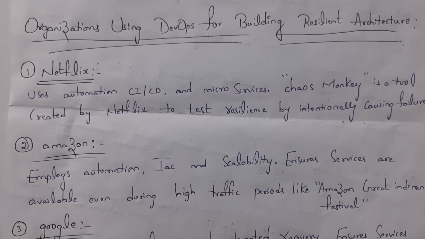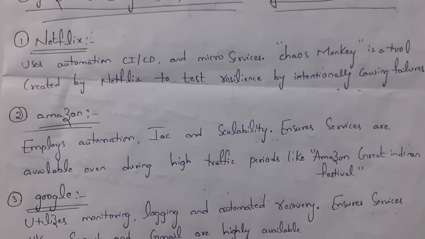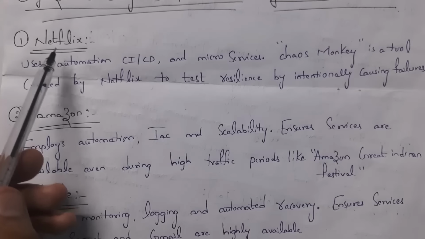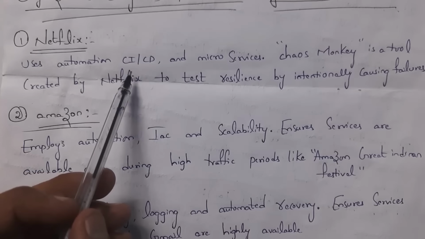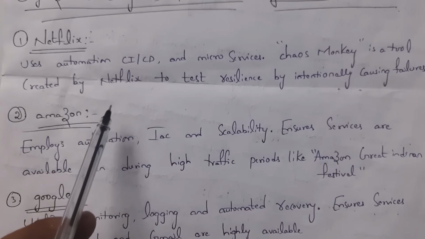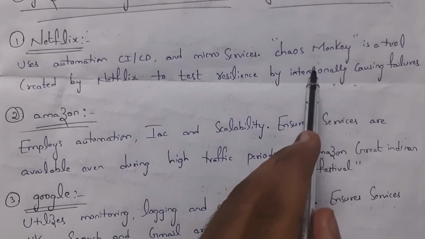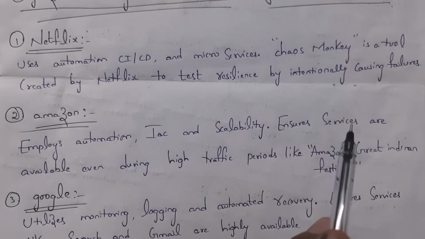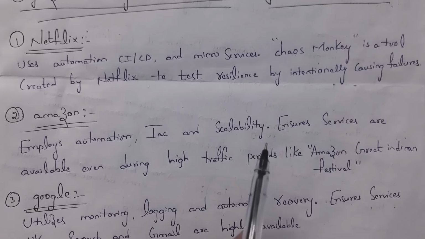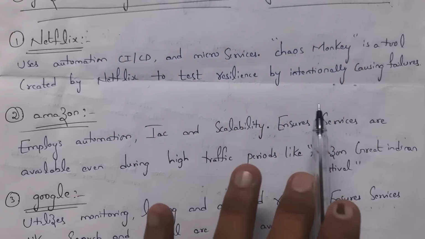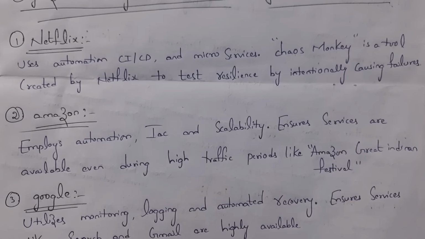Guys, there are three popular companies using DevOps in order to build resilient architecture. And the first one is Netflix. Netflix uses automation, continuous integration and deployment, as well as microservices architecture. Netflix uses one tool called Chaos Monkey. By using this Chaos Monkey tool, Netflix intentionally tries to fail the application and checks whether the application is causing failure or not. This is how Netflix built resilient architecture.